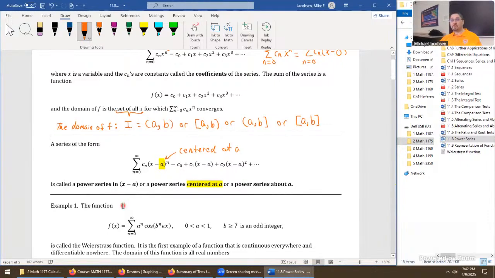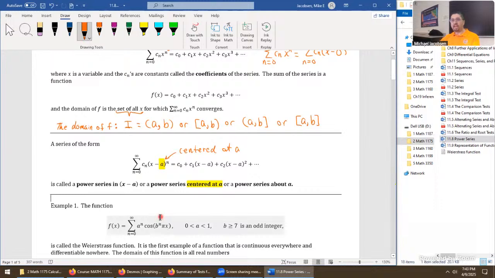This is a famous function. This is the world's first example of a function that is continuous on its entire domain, all real numbers, but it's differentiable nowhere. At every single point, despite the continuity at every point, we've lost differentiability. Excuse me. It's a weird function that has some restrictions. A is between 0 and 1. B has to be larger than 7, and it has to be an odd integer. Weird. And look at the summation. It sums from 0 to infinity, a to the power of n cosine of b to the n pi times x.